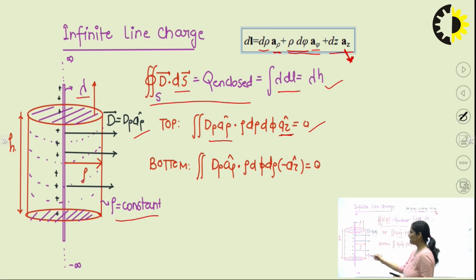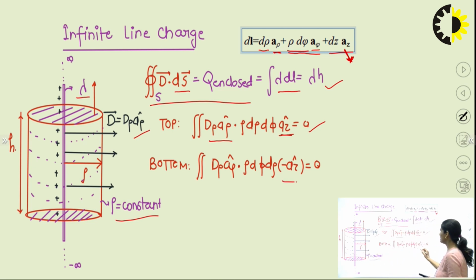Now calculate for the bottom case. Again this is your z axis, so the unit vector of z at the top is in positive form, but at the bottom side you have to take it in negative form. Now write down ds. So ds again, if you are considering the case of unit vector of z, multiply rho d phi. So this is your ds, and you all know what D is. You can write down D rho a rho. Now if you are multiplying these unit vectors, then you will get 0.